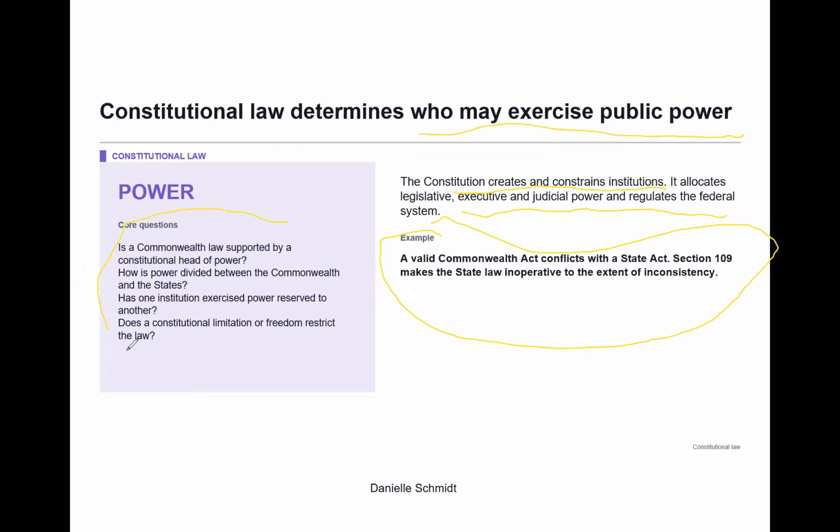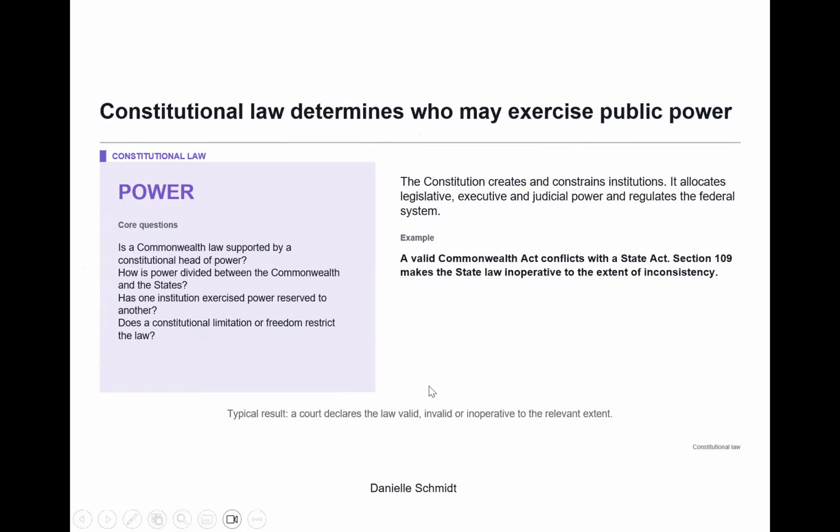So the core questions you would be looking at are things like, is a Commonwealth law supported by a constitutional head of power? So can the law actually be made under the Constitution? How is power divided between the Commonwealth and the states? Has one institution exercised power reserved to another? And does a constitutional limitation or freedom restrict the law? Typical result: a court declares the law valid, invalid, or inoperative to the relevant extent.